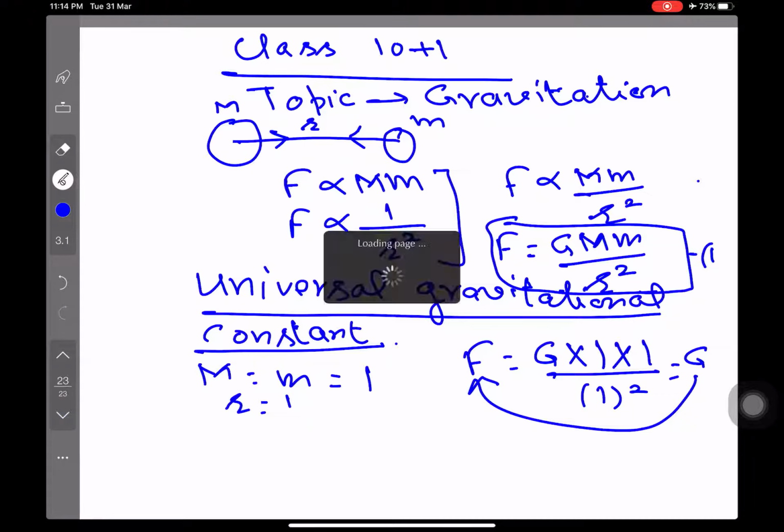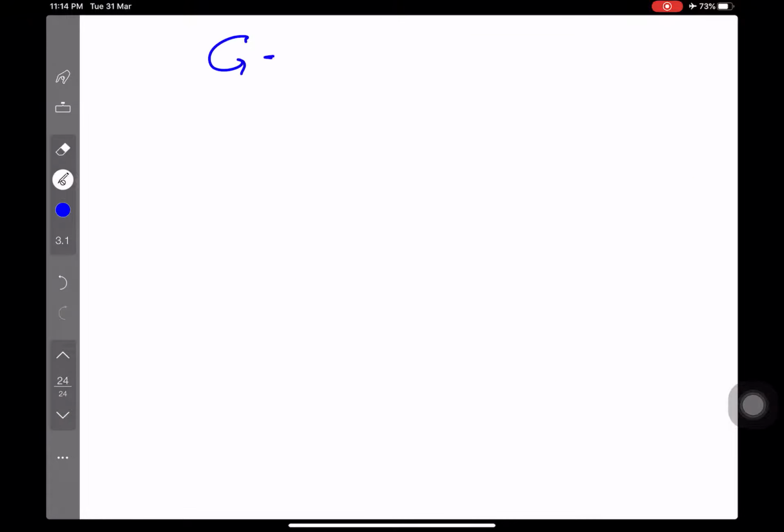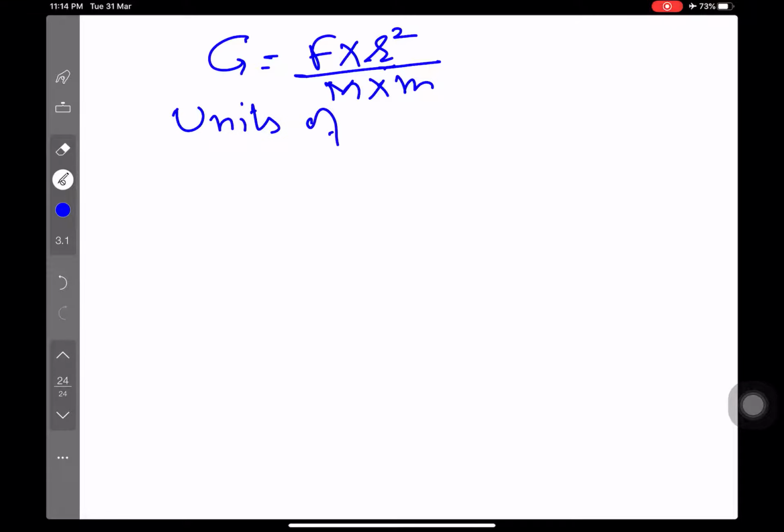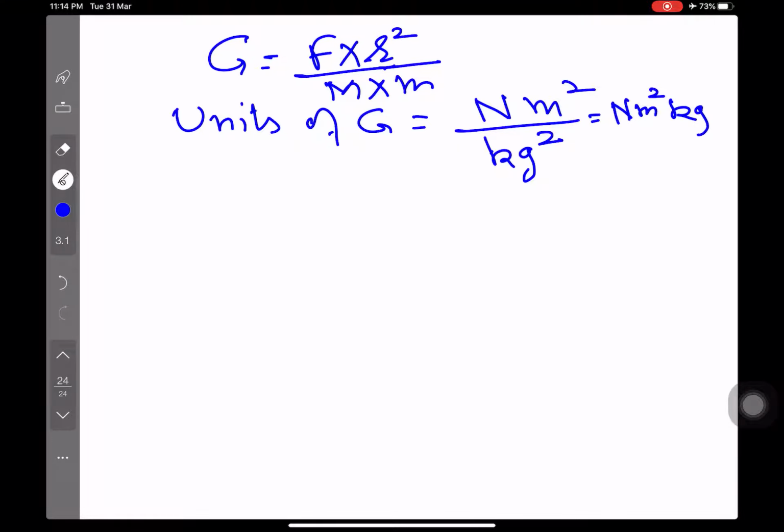From equation 1, we have capital G equal to F into r square over capital M into small m. Therefore, units of capital G will be equal to units of F into units of r square over units of M into m, that is Newton meter square over kilogram into kilogram, and that becomes Newton meter square per kilogram square in SI. And in the CGS system, these units are dyne centimeter square per gram square.